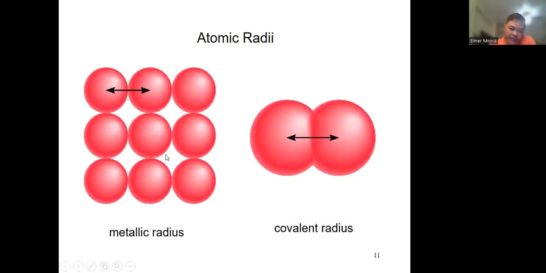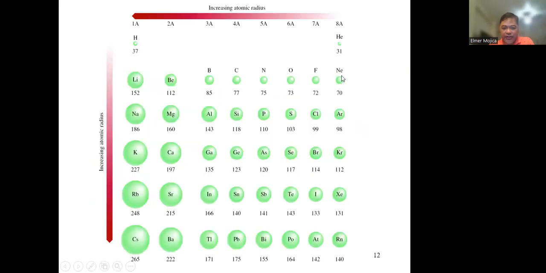So how does it affect the atomic radius? So sometimes you have to look at the convention, but I think the best way to describe atomic radius is the distance of the outermost electron to the nucleus. Okay. And if you're going to look at the trend here, this is the only thing that you need to know. So atomic radius increases from top to bottom. And left to right, it decreases.